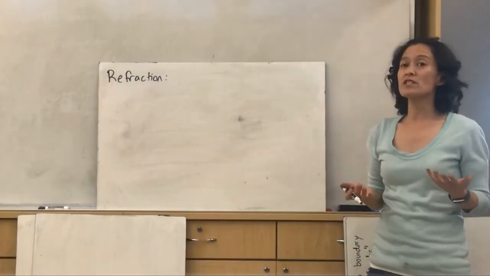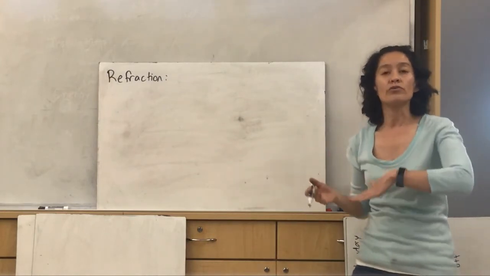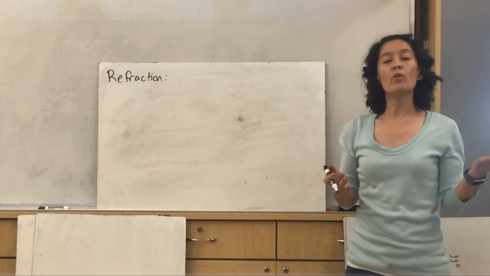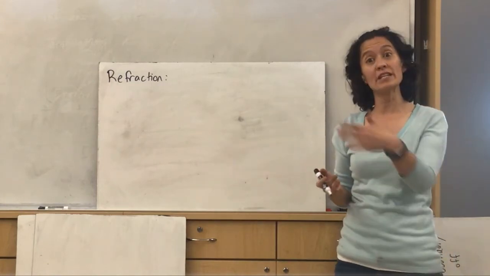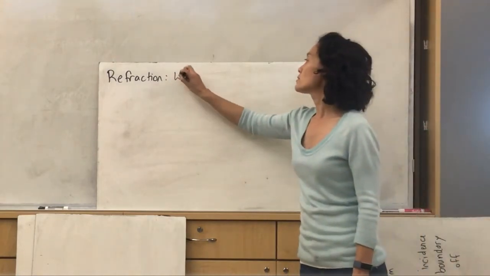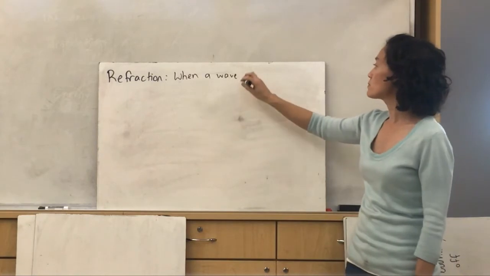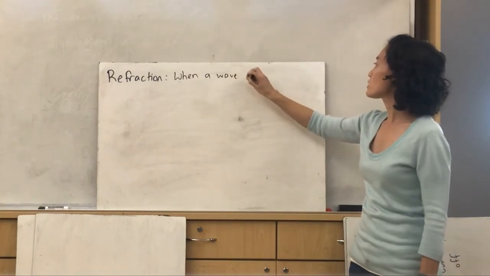Okay, so we looked at cases where the sound wave or light wave or whatever kind of wave reflects off of the boundary, but what happens to the portion of the wave that actually goes into the new boundary? And that is a concept called refraction. So this is when a wave strikes a boundary between two mediums. So we'll just say when a wave strikes an interface.